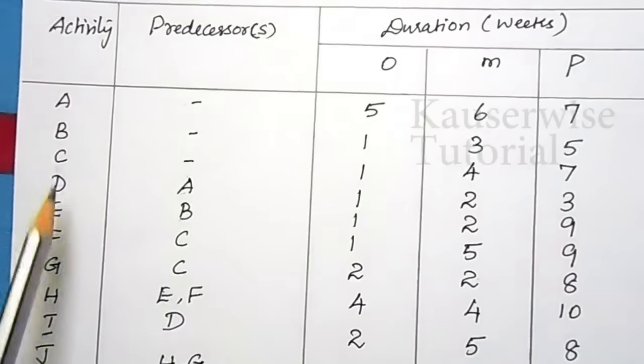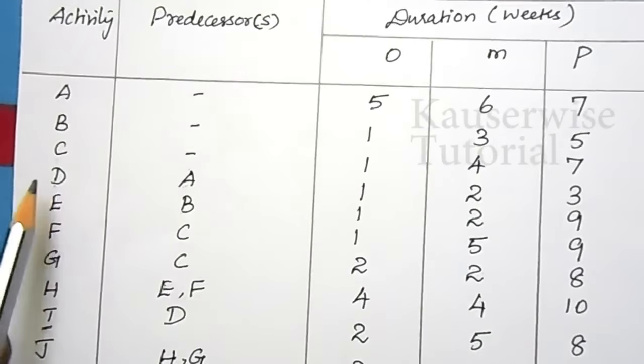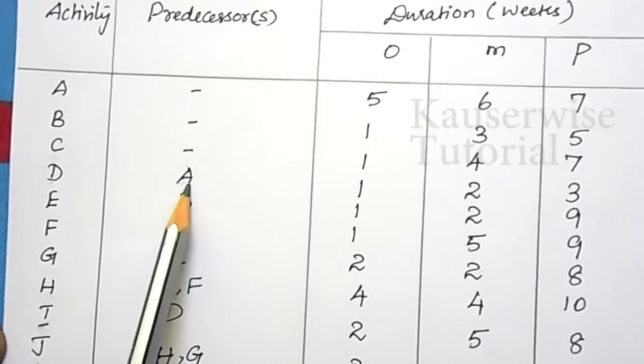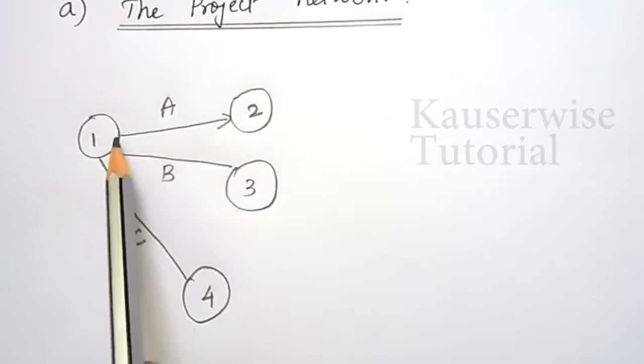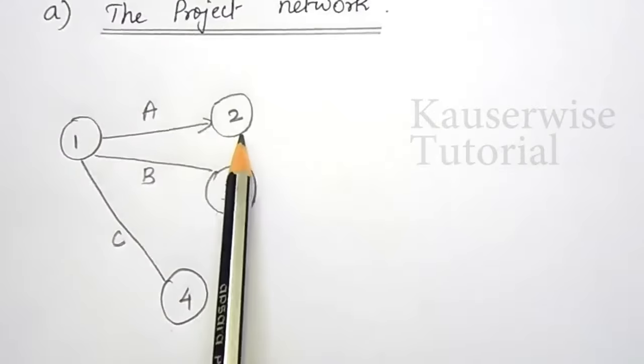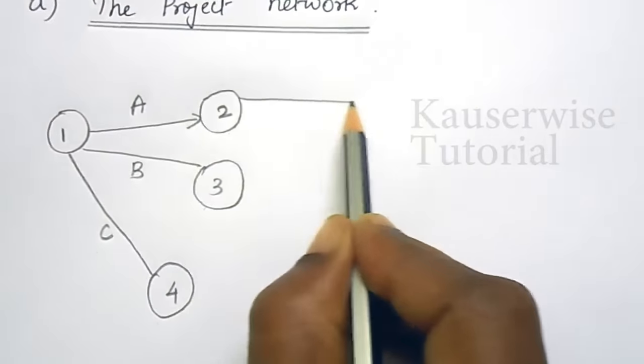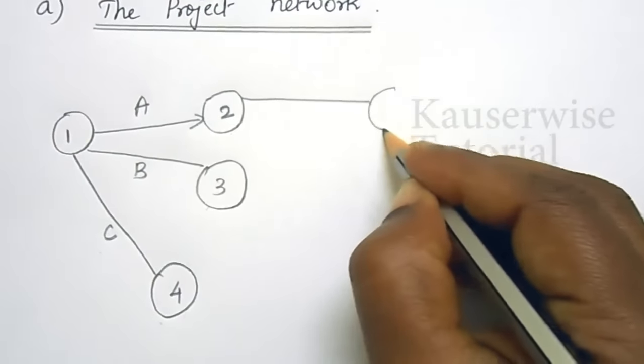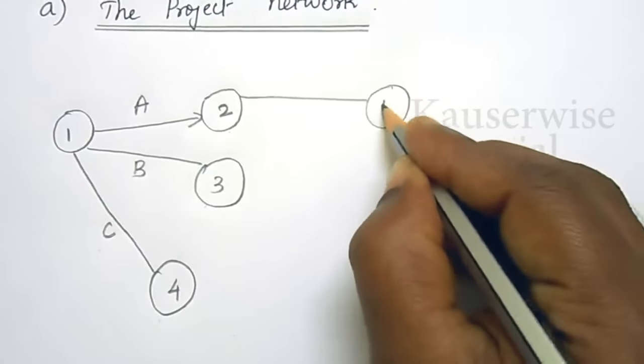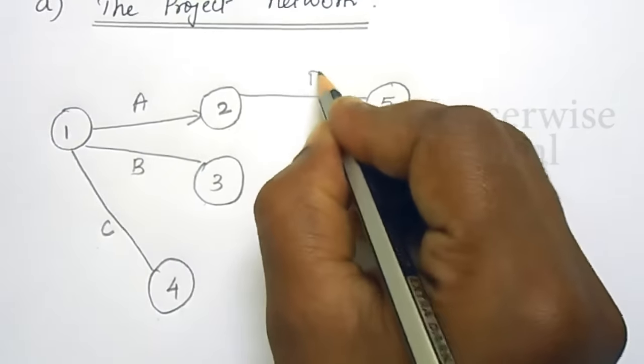Look at the next activity. Activity D starts where activity A is ended. See, activity A is ended here. Now you have to start activity D from here. Node number 5, activity D.